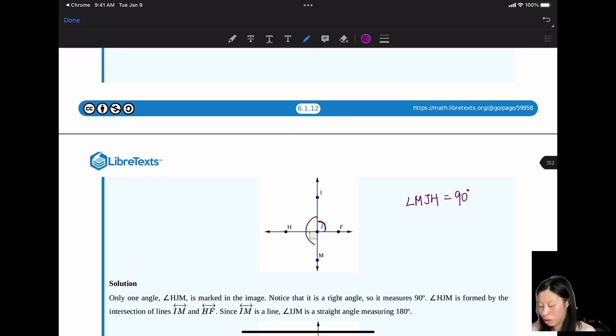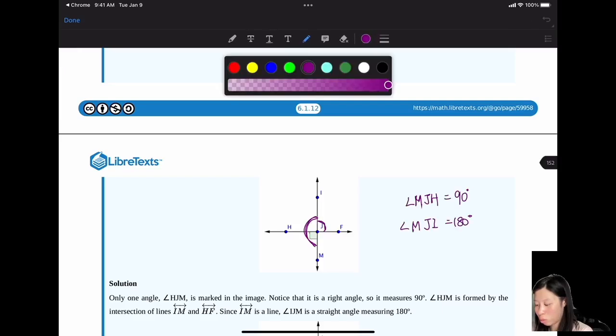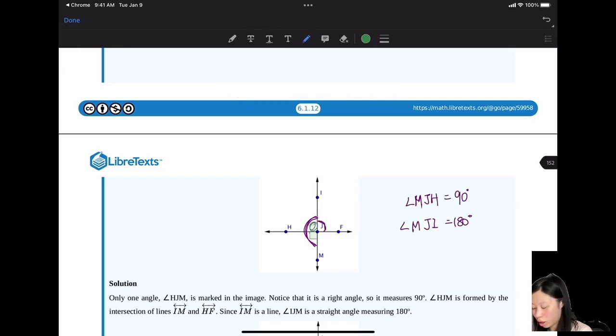And this part forms a straight angle, so that means angle MJI equals 180 degrees. That tells you that angle IJH equals angle MJI subtract angle MJH.